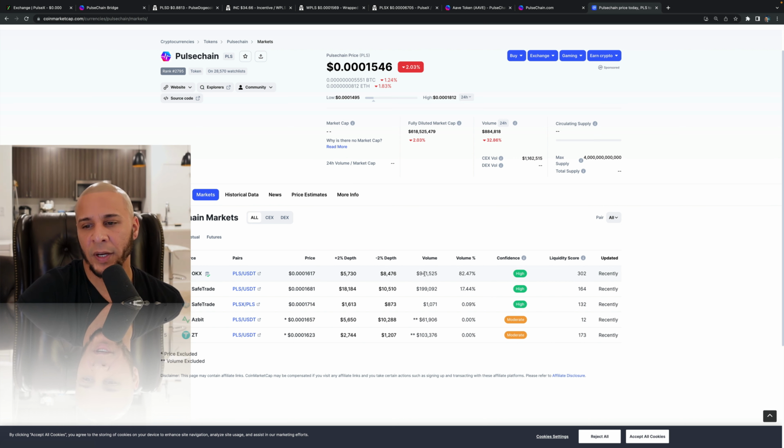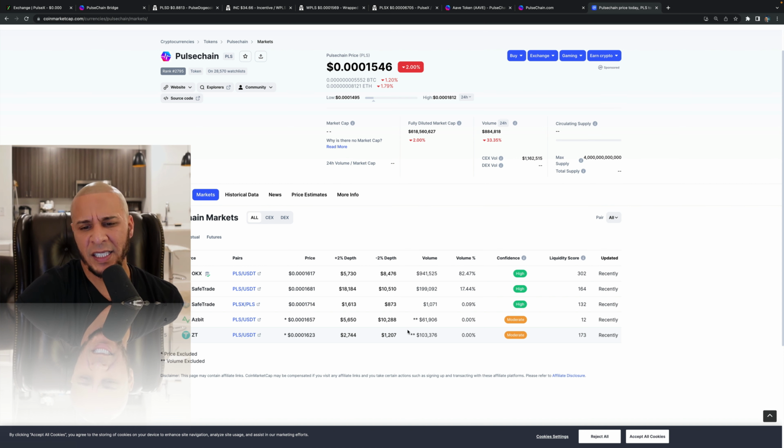So OKX exchange right now, there's around 941,000 in liquidity volume being traded on that exchange. The second one would be Safe Trade. There's around 200,000 in trading volume on that exchange. Azbit, there's around 61,000.